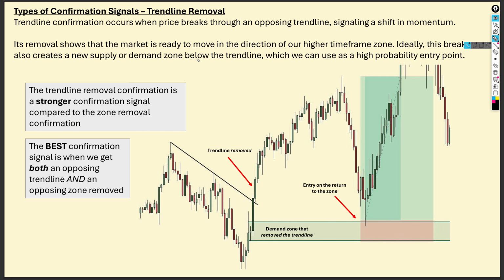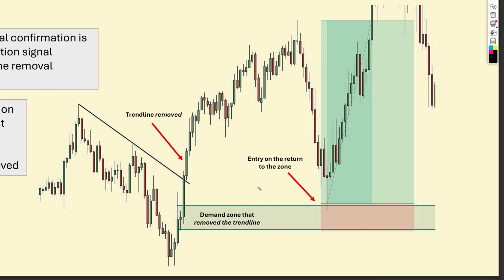The second type of confirmation is when we get a trend line removal. This occurs when price breaks through an opposing trend line. This signals a shift in momentum way more than just an opposing supply or demand zone removed. This removal shows that the market is ready to move in the direction that our higher time frame zone is in. Obviously, if we are buying, we are looking for price to turn around and start to go up.